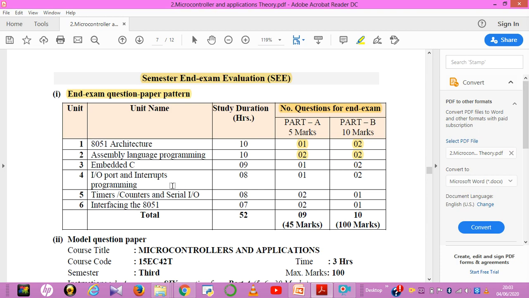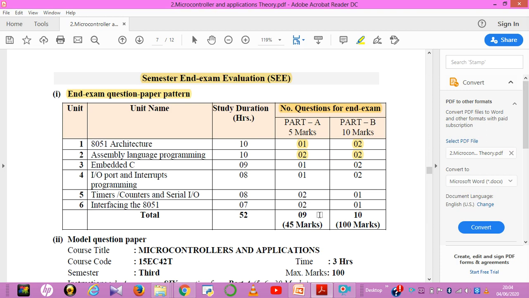Unit number 4, IO port and interrupt programming. For part A, one 5 marks question, and two 10 marks questions. Total it carries 25 marks. Unit number 5, timers, counters and serial IO. It covers two 5 marks, one 10 marks, total 20 marks. Last unit, unit number 6, interfacing the 8051, two 5 marks questions, again one 10 marks question. It carries 20 marks in external exam.